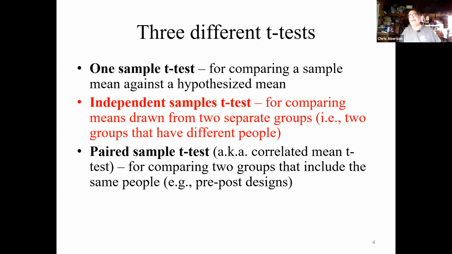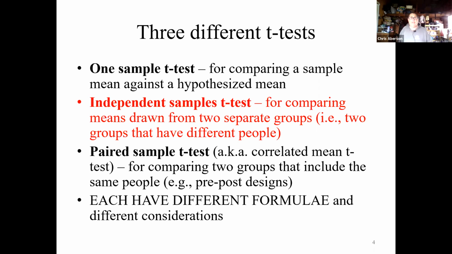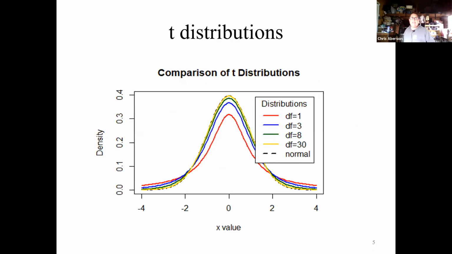There's also the paired samples t-test. That's for comparing groups that include the same people, like pre-post designs, or you might see this with dyads, like husband-wife couples, or something of that nature. Twins would be another example. Each have different formulas and different considerations, so do keep that in mind when using t-tests.